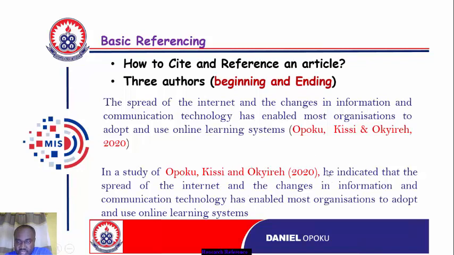Here it is "they", not "he", because they are three. Okay, if it's only one, it is "he". Okay, right. So this is how to cite when you have three authors. Now with these three authors, you have a different way of citing it.